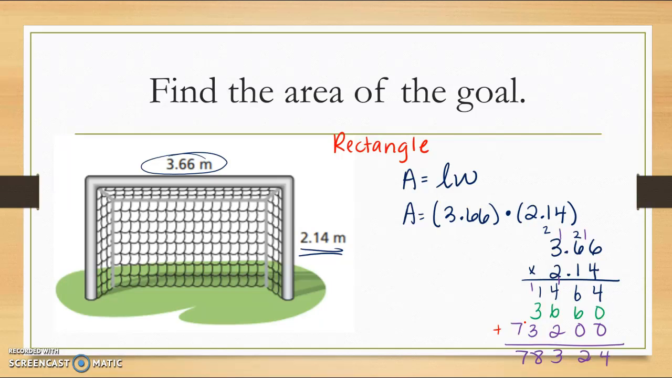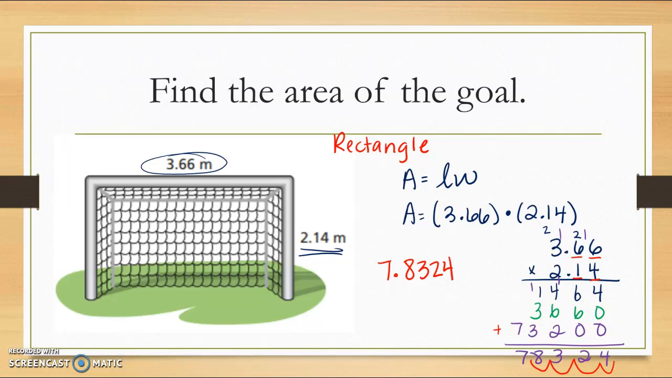And now what I need to decide is where I put my decimal. So I've got 2 numbers behind the decimal in my first number and then 2 behind my second. So I'm going to move my decimal 4 times to the left and I get 7.8324.